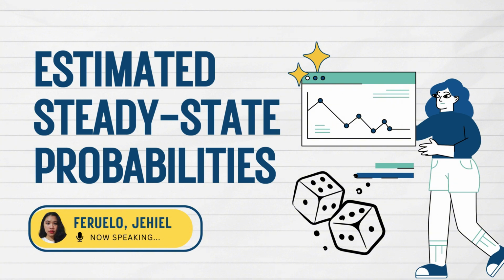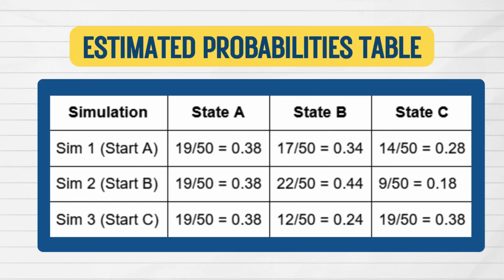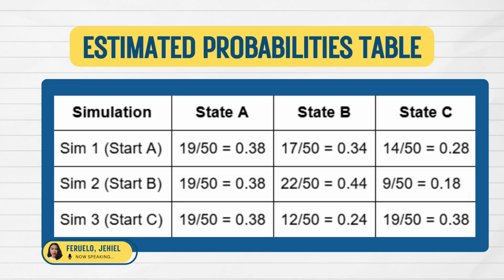I'll discuss our estimated steady-state probabilities from the Markov chain simulations and how they compare to theoretical values. We ran 3 separate simulations starting from different states to observe convergence patterns. To estimate the steady-state probabilities, we use a straightforward approach: dividing the visit count for each state by the total number of rolled dice. This gives us the proportion of time spent in each state. So the table here is our key findings from the 3 simulations.